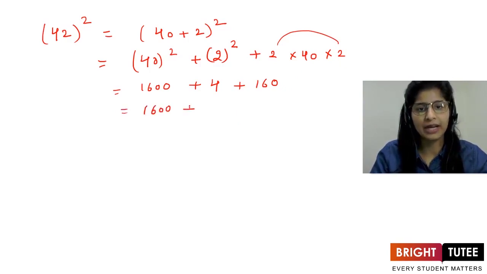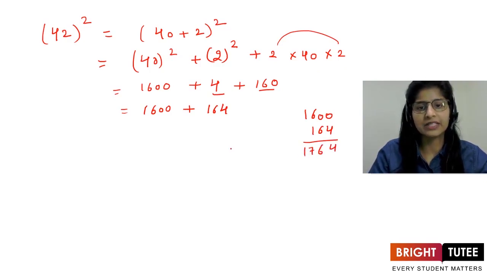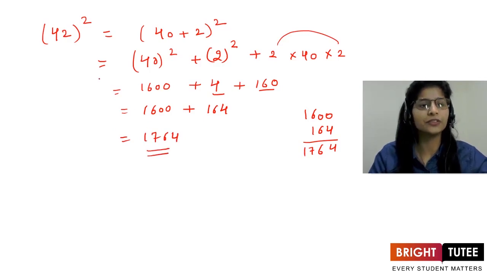Let's add them. 1600 plus 160 plus 4 is 164. In 1600 we are going to add 164. We get 1764. So this is the square of 42.